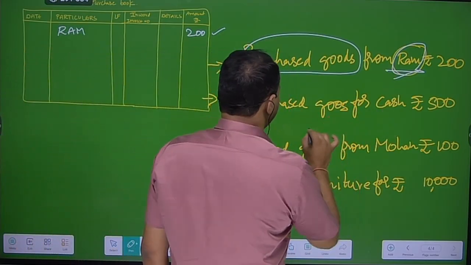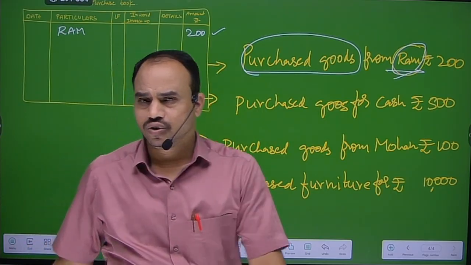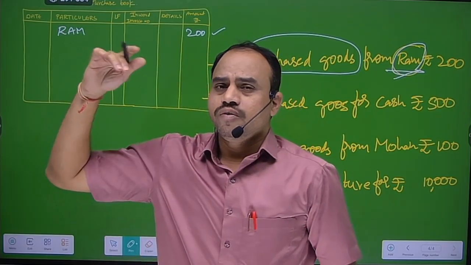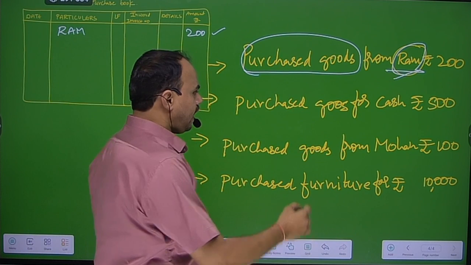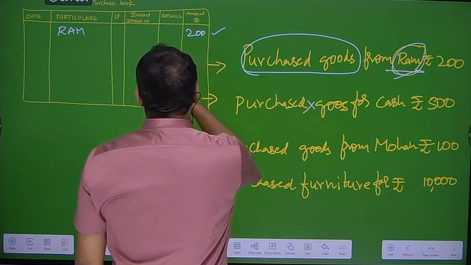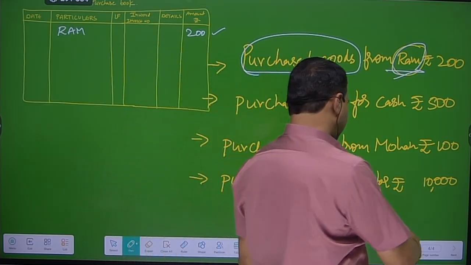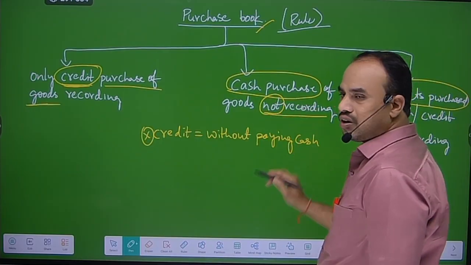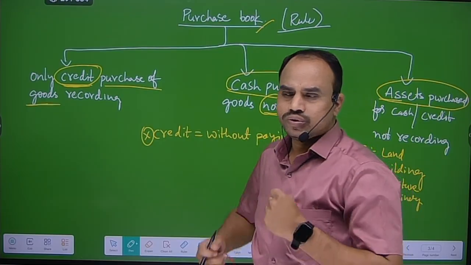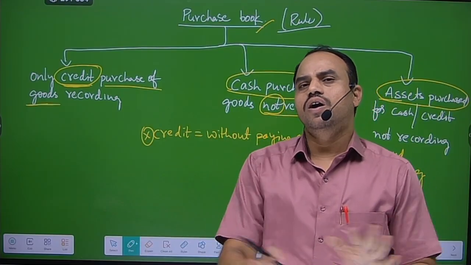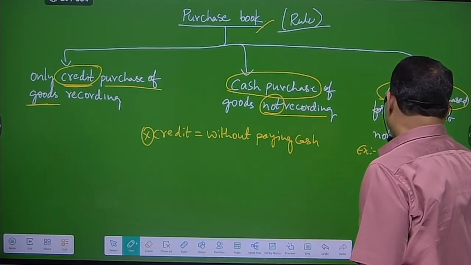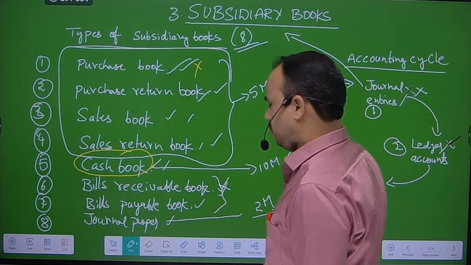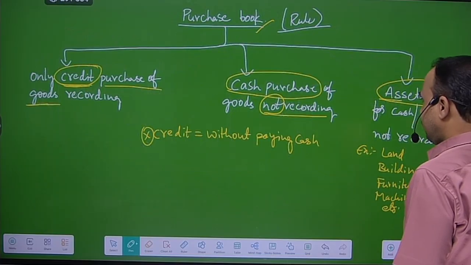Purchased goods for cash. How did we purchase the goods? We purchased goods and we paid cash. So we will not write it in the purchase book. Why, sir? Because of the rule: cash purchases of goods are not recorded. When you purchase goods and pay cash, we will not record it in the purchase book. Already I told you, we will record it in the cash book. Okay, I hope you understand.